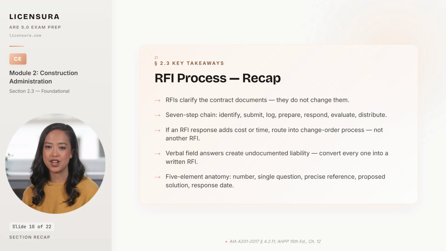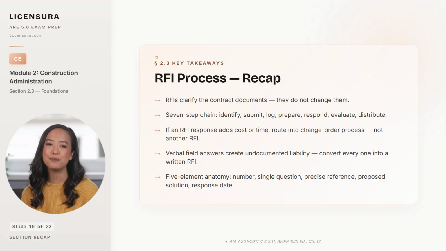The 7-step chain runs from contractor identification through architect response and distribution, with one party owning each step cleanly. If an RFI response would change the cost or the time, the contractor notifies the owner, and the issue becomes a change order matter, not a second RFI that quietly modifies the contract. Verbal field answers are the architect's single biggest source of avoidable lawsuits in this domain.